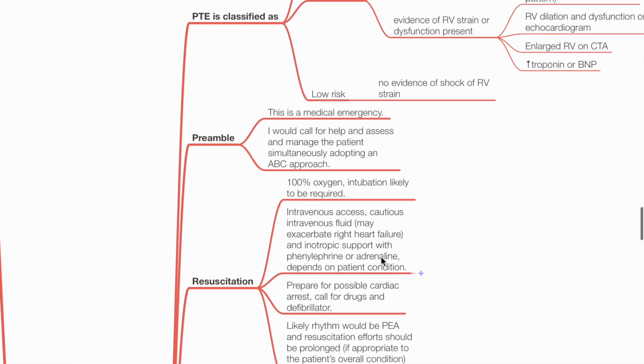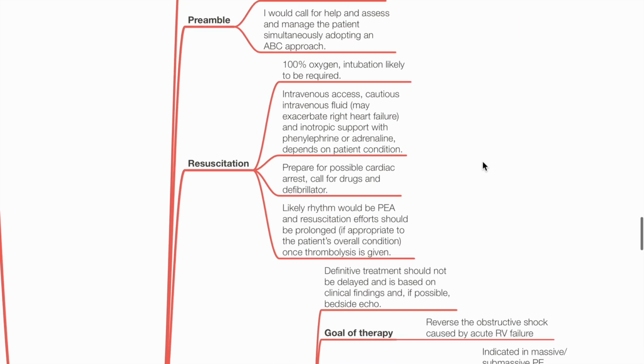Massive PE is a medical emergency. I will call for help, assess and manage the patient, adopting an ABC approach. Resuscitation involves providing 100% oxygen. Intubation is likely to be required. Obtain IV access, cautious IV fluids and inotropic support, depending on patient condition. Prepare for cardiac arrest, call for drugs and defibrillator.